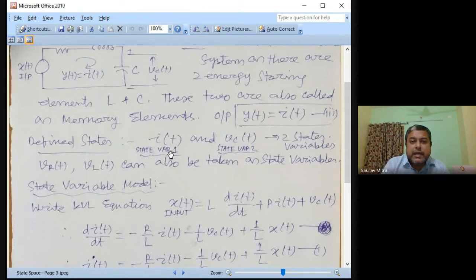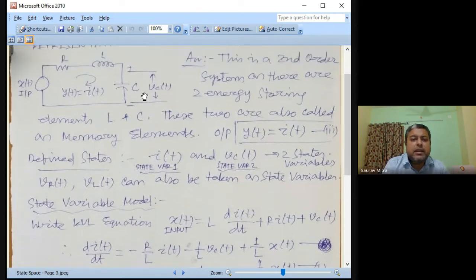So first case, we are assuming i(t) and Vc(t) are the two states. Similarly VR(t), that is the voltage across the resistor, VL(t), the voltage across the inductor, and Vc(t) is already being assumed as a state variable. So there can be a maximum of 4 state variables in this system: one is i(t), one is Vc(t), another is VL(t), another is VR(t). For different state variables, the state variable representation will be different.